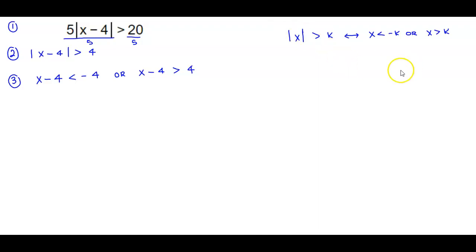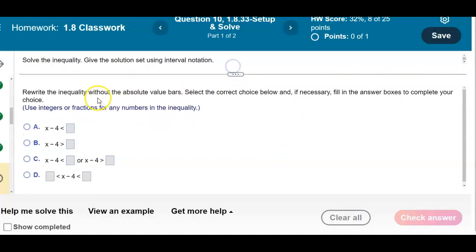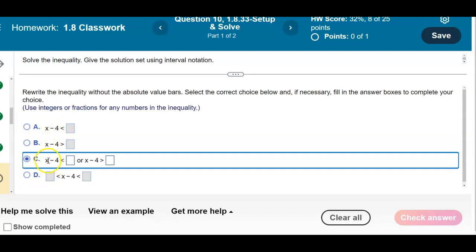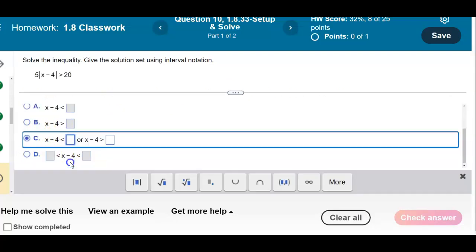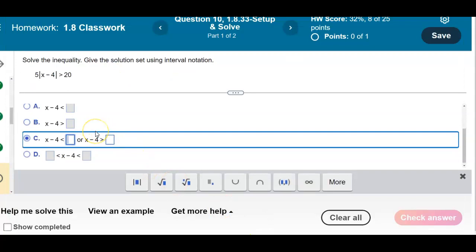So let's go ahead and write our answer in this first part of the question. Here it's asking us to rewrite the inequality without the absolute value bars and then select the correct choice below. So that means we're using this scenario in here. We're not using A, we're not using B, we're not using D. C is what we have. But we know that x minus 4 is going to be less than, and again, if we look at our solution here, negative 4, or x minus 4 is going to be greater than positive 4.